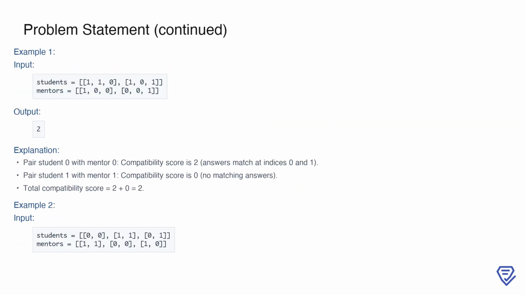Here, we have 2 students and 2 mentors, and their answers are provided as binary arrays. For the pairing, student 0 is matched with mentor 0, and their compatibility score is 2. This is because their answers match at the first and second positions. Student 1 is paired with mentor 1, but their answers do not match at any position, so the compatibility score is 0. Adding these together gives a total compatibility score of 2. The task is to determine the optimal pairing to achieve this maximum score.